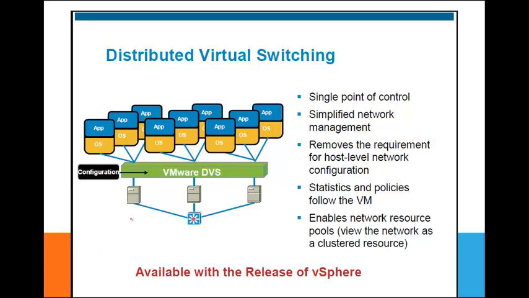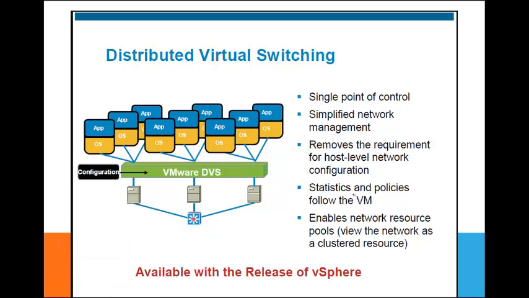So distributed virtual switching is a single point of control and simplified network management because we have a cluster. Managing is easy. It removes the requirement for host level network configuration, meaning I need not go to each host and configure, which was there in the previous one. I can centrally manage it with vCenter.